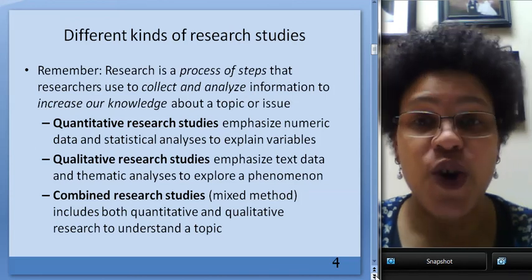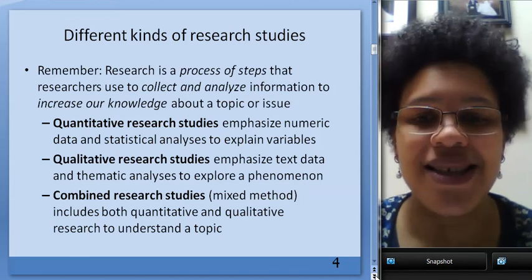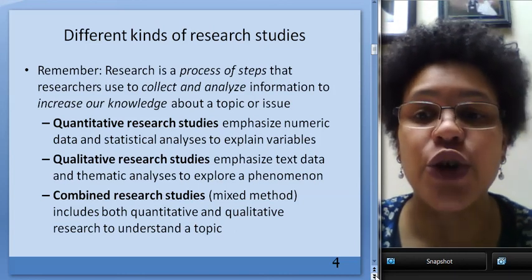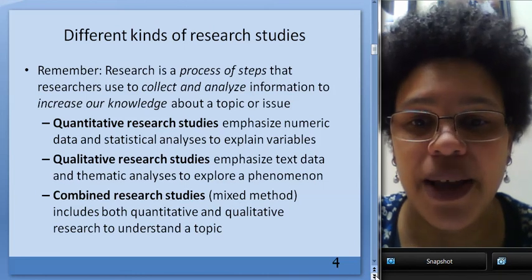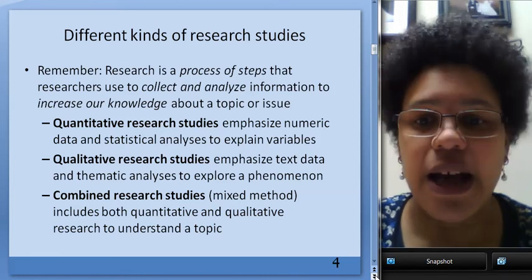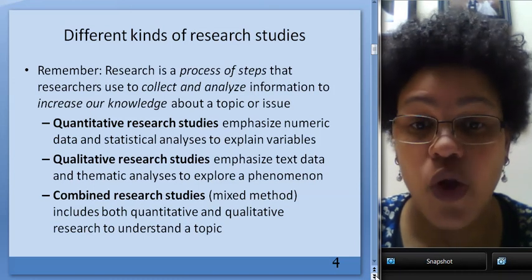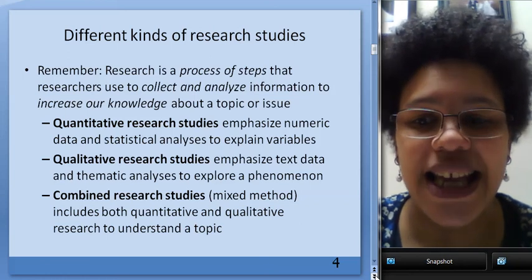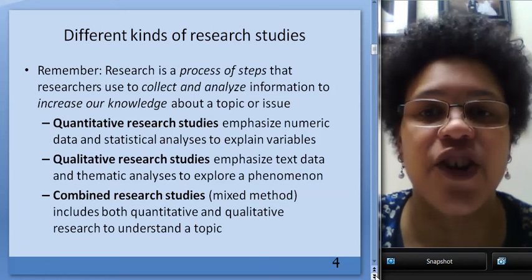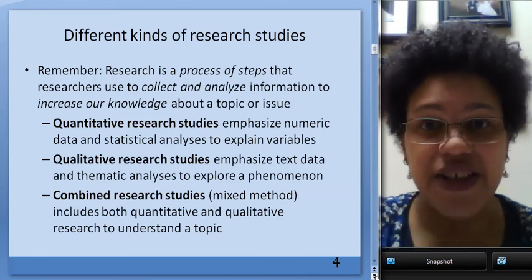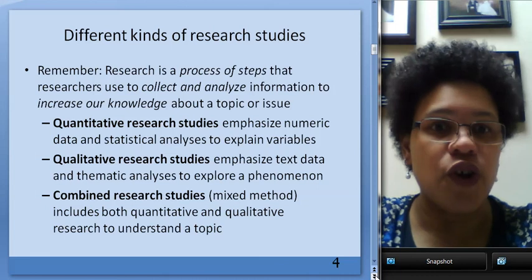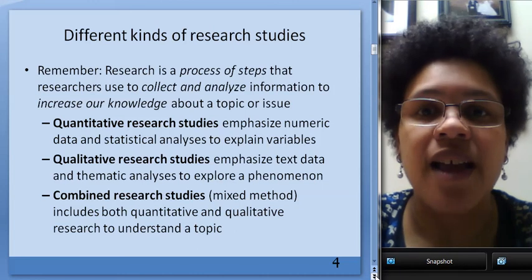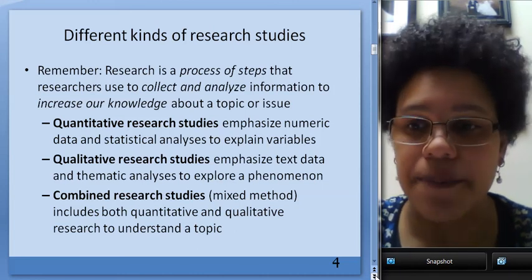So, recalling from chapter 1, research is a process of steps that researchers use to collect and analyze information to increase our knowledge about a specific topic or issue, right? A topic or issue. So on the one hand, we have quantitative research studies that emphasize numeric data and statistical analyses to explain variables. So this positivistic view that there's, the universe out there in the world, there are certain parts, there are certain variables that we can measure, that we can quantify.